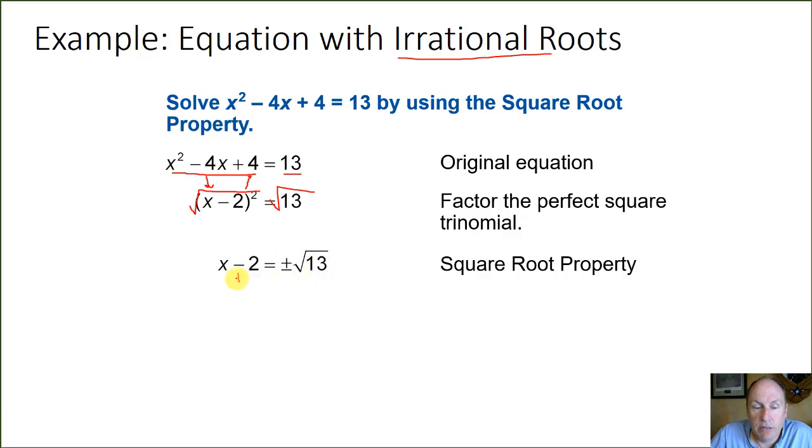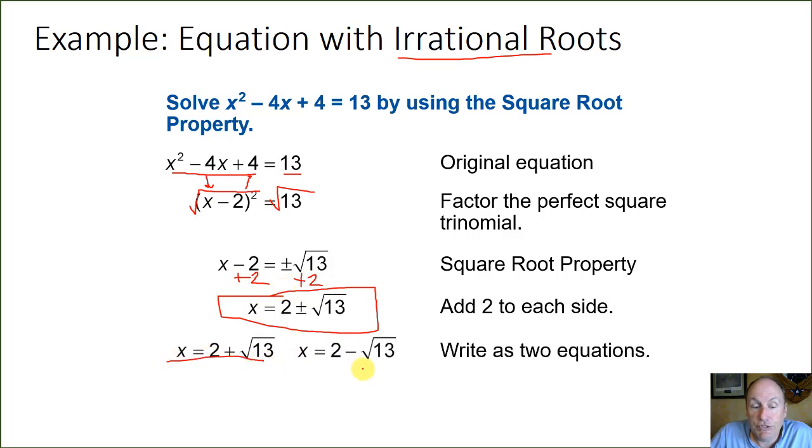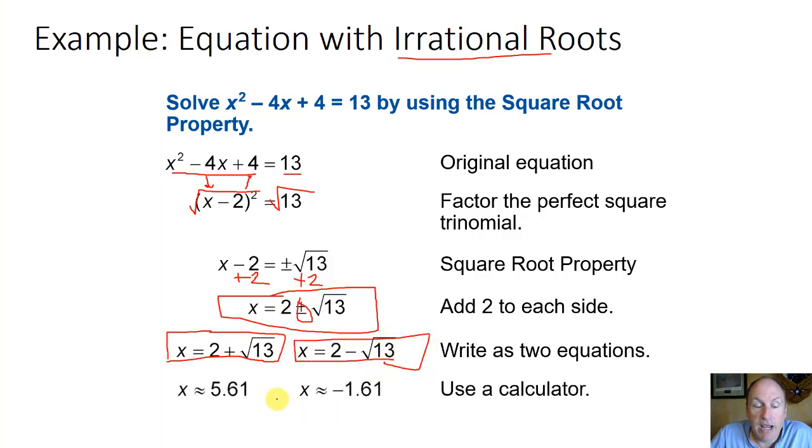Last thing we'll do here, add 2 to both sides using our addition property of equality. That gives us x equals 2 plus or minus the square root of 13, which are both of our solutions. Again, our two solutions are 2 plus the square root of 13 and 2 minus the square root of 13. That's what the plus or minus means. It can either be a positive or a negative. If we needed a decimal number, we could evaluate that on our calculators, and x winds up being approximately 5.61 or negative 1.61. Irrational numbers, 2 plus the square root of 13 and 2 minus the square root of 13.